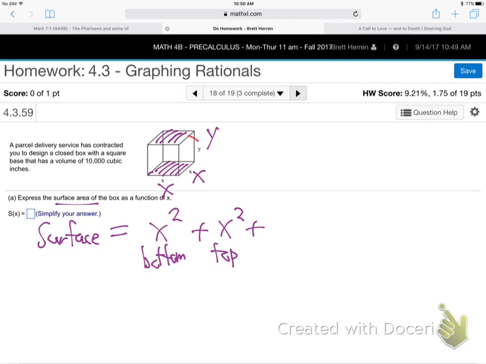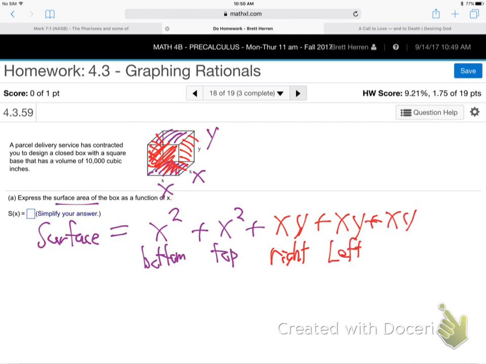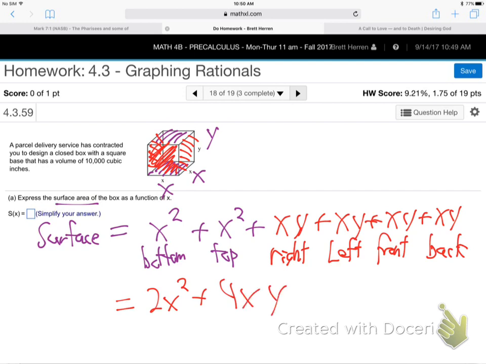How about the right side? What's the right side of that box? What are the two sides on the right side? X and y. What's the left side? Same thing, x, y. What's the front? Same thing, x, y. And lastly, what's the back? Same thing, x, y. 6 sides, right? 6 sides to that cube. It's not really a cube, but. And 4 of them are x, y. So you put that together, you've got 2x squared plus 4xy. There's the formula, except we don't like y.